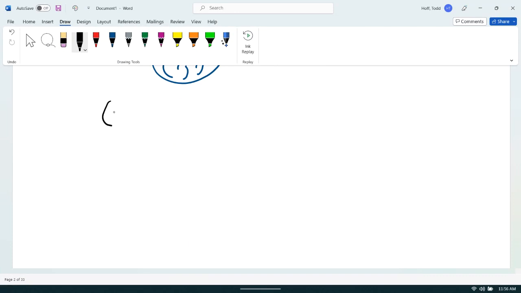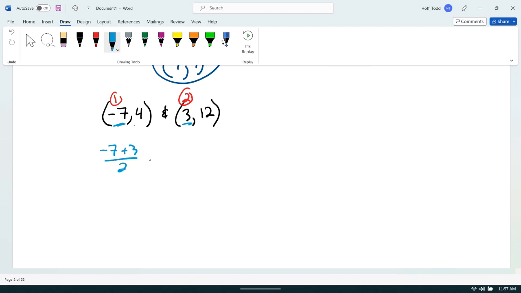Let's find the midpoint between negative 7, 4 and 3, 12. So again, I'll label them point 1 and point 2. To find the x coordinate, I take the x coordinates, negative 7 and 3, and I average them together. Well, negative 7 plus 3 is a negative 4. Negative 4 divided by 2 is a negative 2. So the x coordinate of our midpoint is a negative 2.